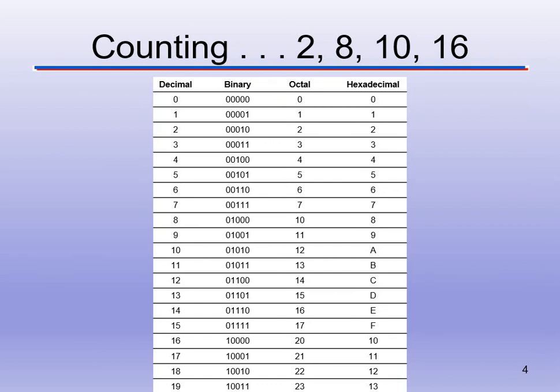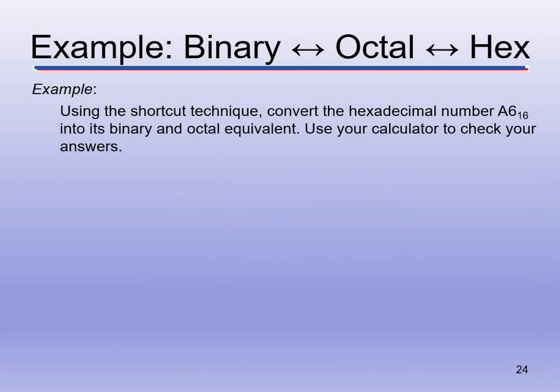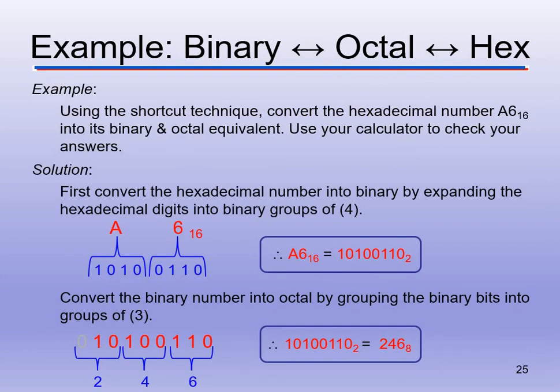And then 6, we have to write that in binary, that's 00110. So now that we've taken a look at the table, when I put this on the screen, it's going to make a little bit more sense. So A in binary is 1010, 6 is 0110, and when we string all that together, that's A6 in hexadecimal converted to binary. We can take that same binary number now and group it into chunks of 3.